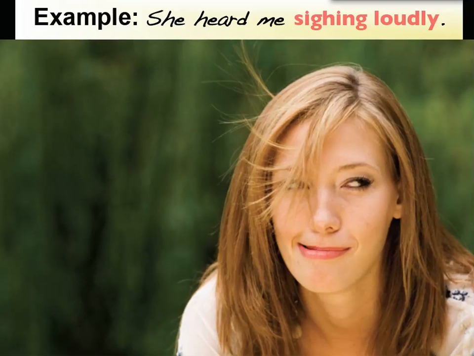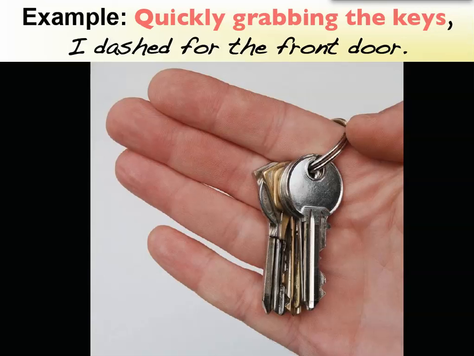Another example. She heard me sighing loudly. Sighing loudly right here is the participle phrase modifying the pronoun me. So sighing is the participle, but sighing loudly consists of its modifier loudly as well. So that whole thing is the participle phrase. Quickly grabbing the keys, I dashed for the front door. Quickly grabbing the keys is the whole participle phrase modifying the pronoun I.